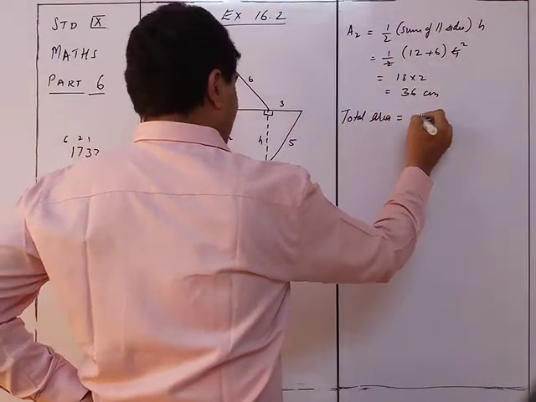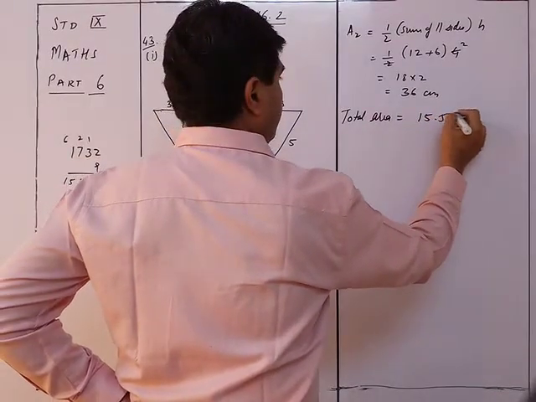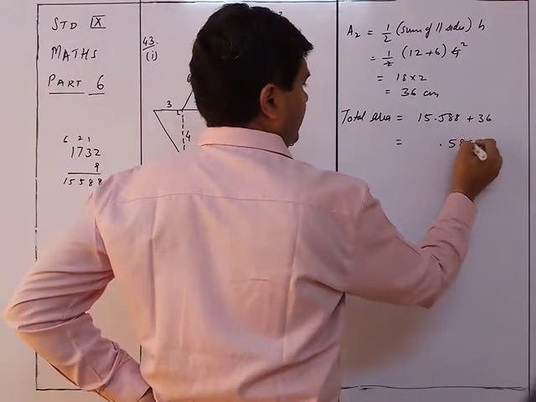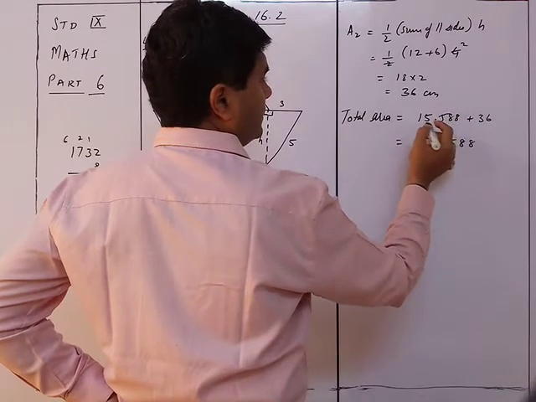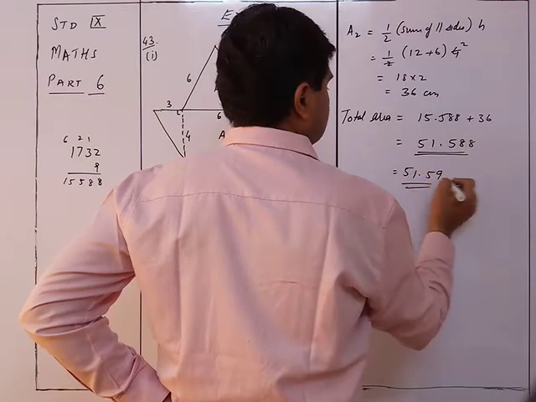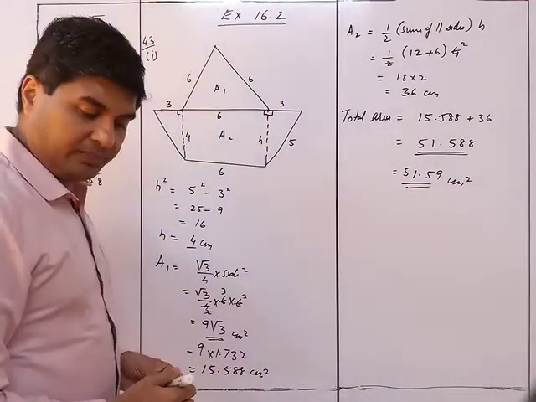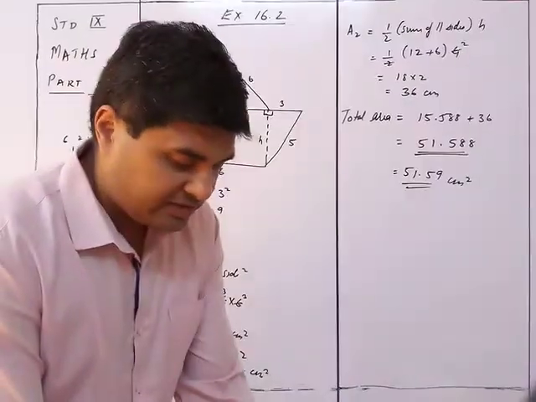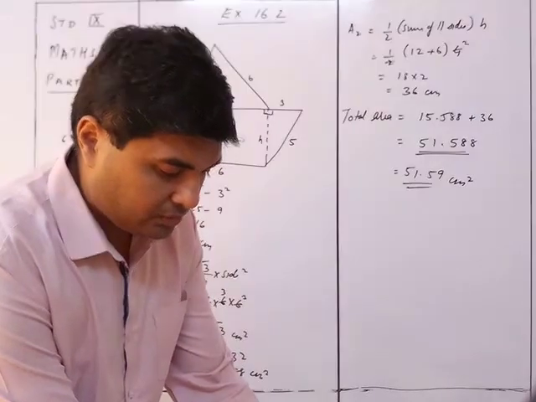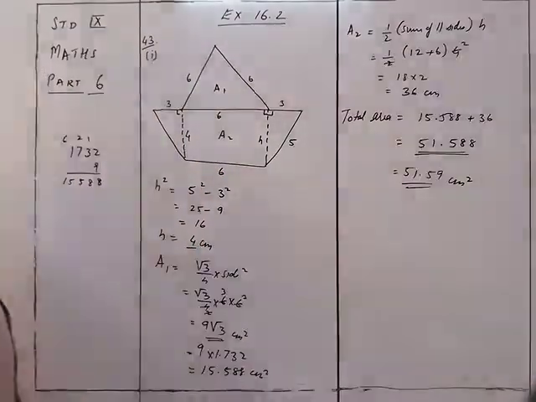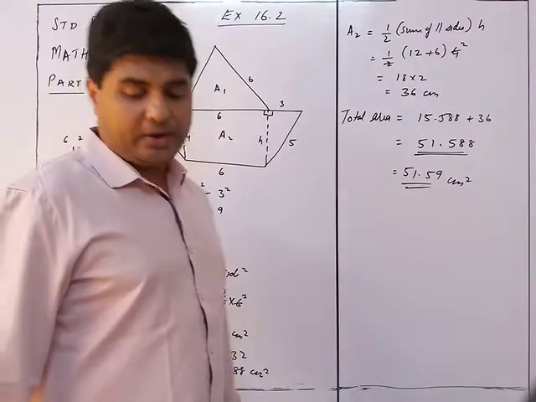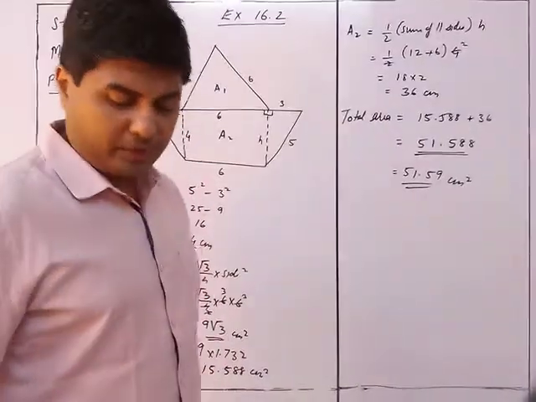So therefore, total area is going to be 15.588 plus 36. That is going to be equal to 51.588, so it is 51.59 centimeter square is the area of the given figure. Got it? So we'll just check up the answer. Yeah, sum number 43, 51.59. Easy? Value of root 3 and root 2 you will have to remember. Root 3 is 1.732 and root 2 is 1.414. This you need to remember.